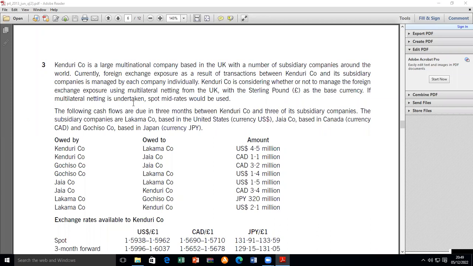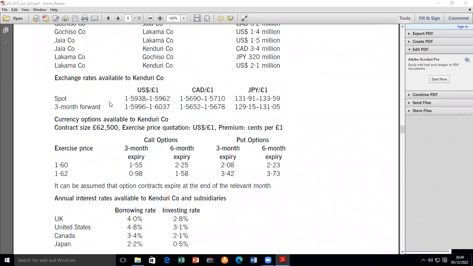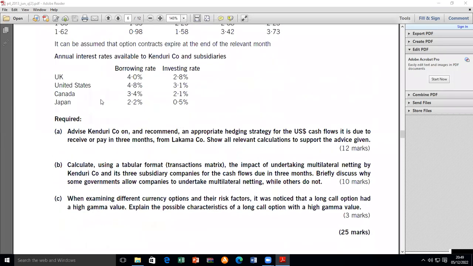So we have a question here. What does the question say? The part of the question that you're interested in is this one. Advise K on and recommend an appropriate hedging strategy for the US dollar cash flows it is due to receive or pay in 3 months from L.